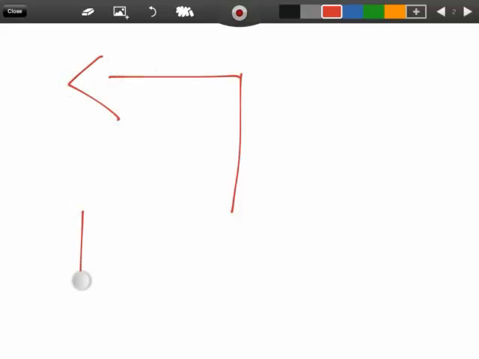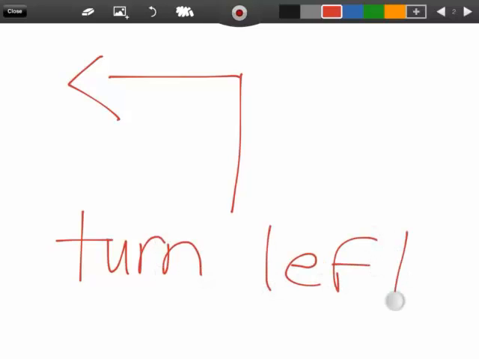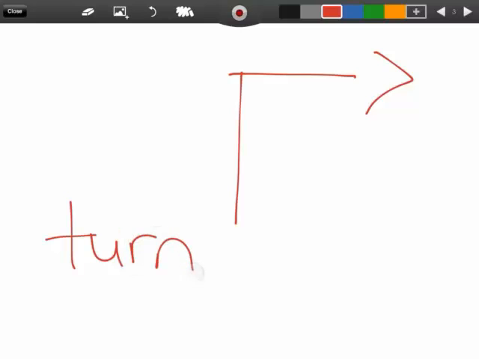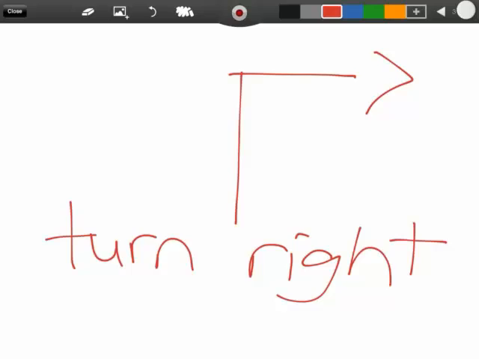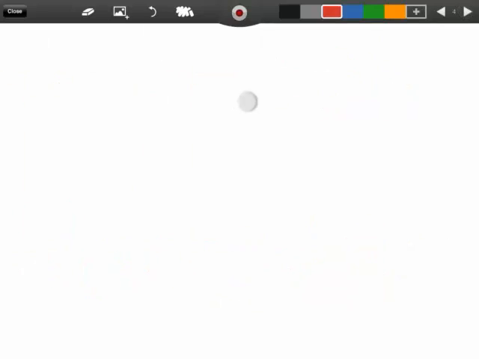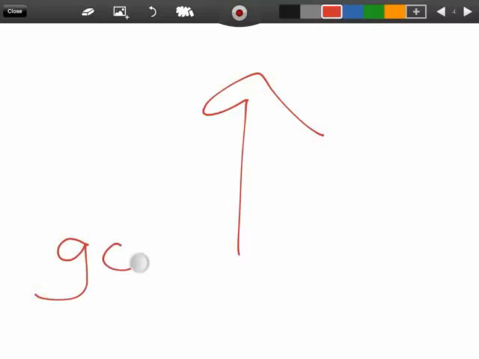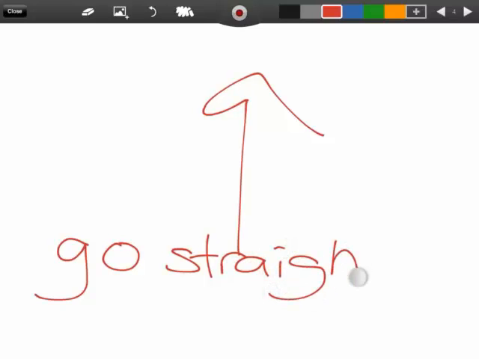This means turn left. And this means turn right. Moving on to my next section is go straight ahead.